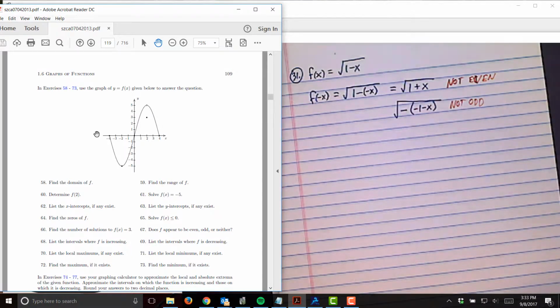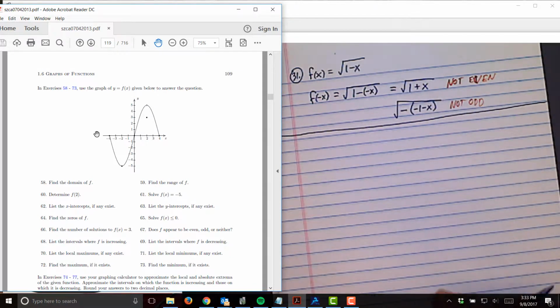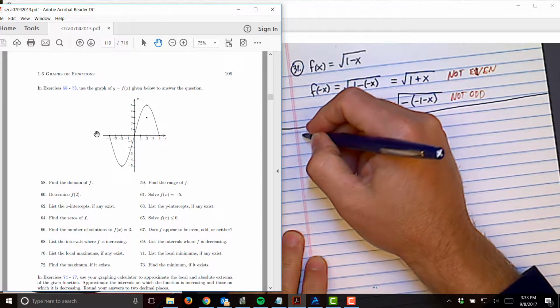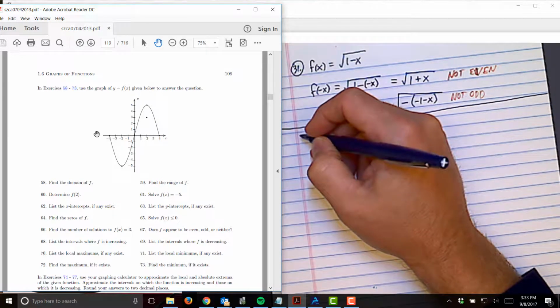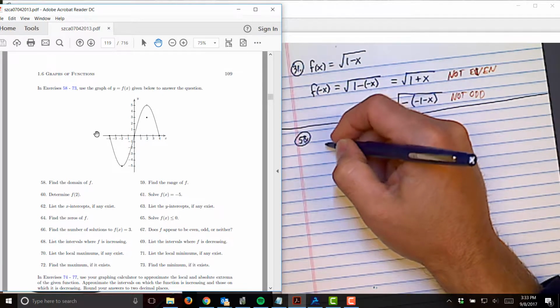I think this is kind of good review for the upcoming exam because it tests a lot of different ideas that we've had in terms of understanding functions, which is what chapter 1 is all about. So we're looking at the graph and we're going to try and answer each of the questions. 58 asks me to find the domain of f.